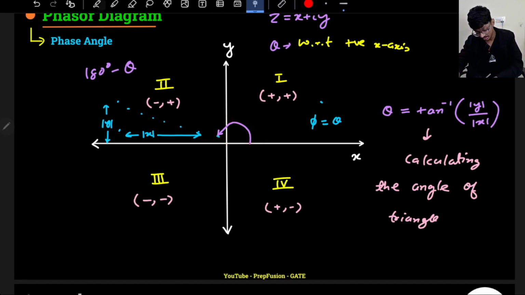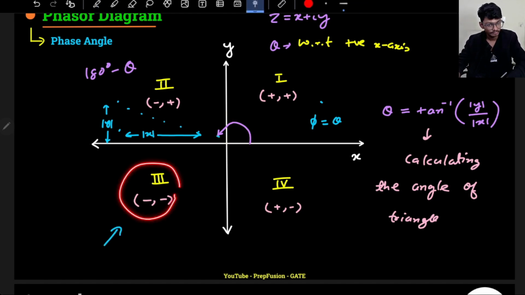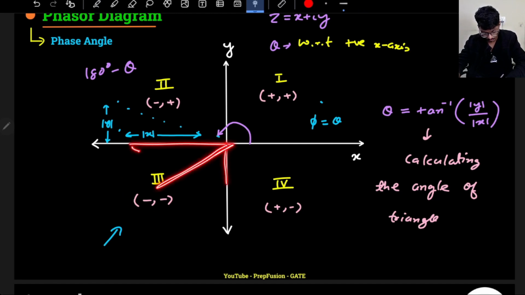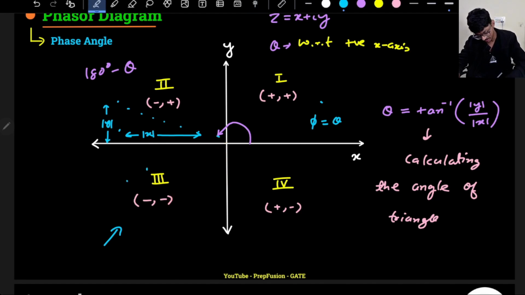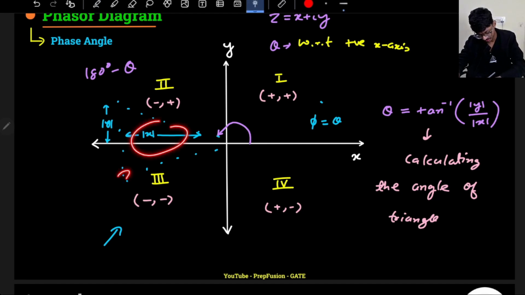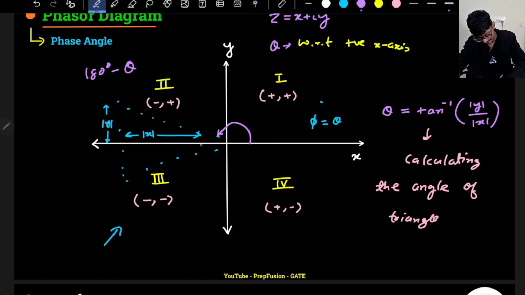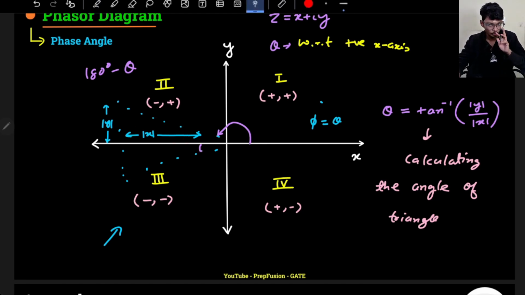What about the third quadrant? Same concept, just a bit of difference: in the third quadrant both your x and y will be negative. If both my x and y are negative, I am lying somewhere around here. Again the triangle will be the same, this is my triangle, this is my x and this is my y. So the angle is here. Two things you can do.